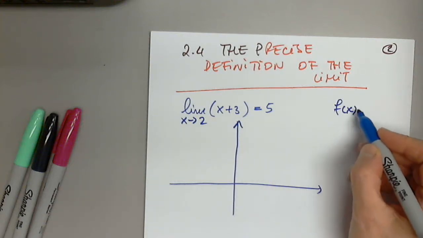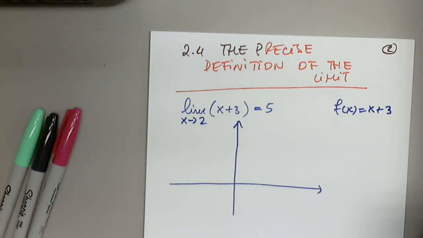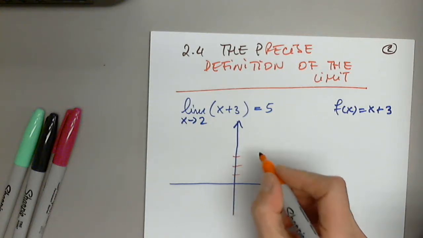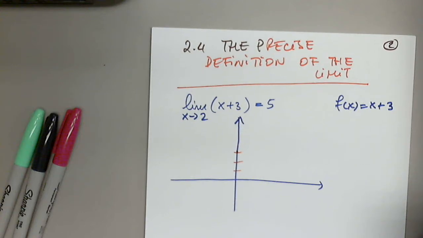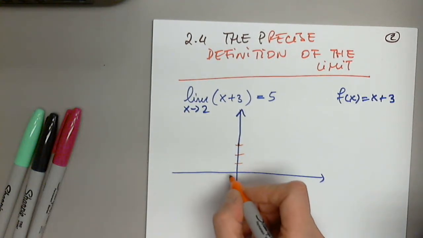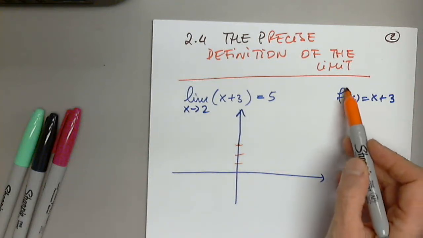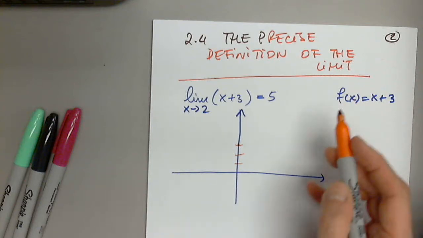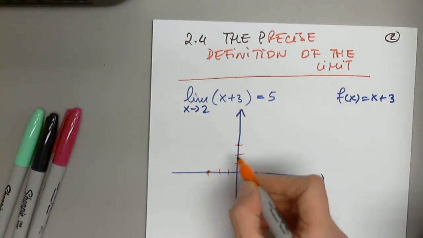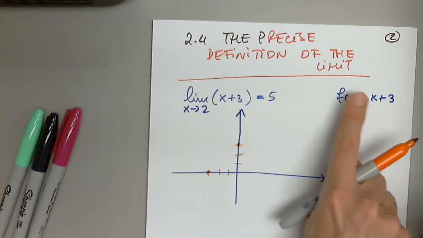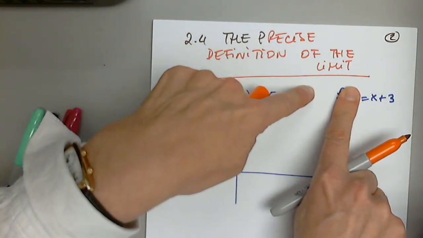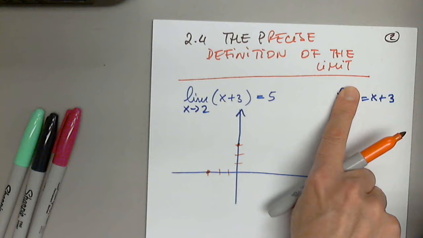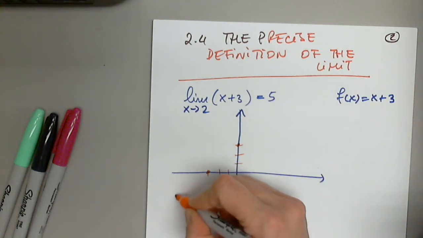So the function is x plus 3. When x is 0, y is 3. And when y is 0, x is negative 3. Is that clear? When x is 0, y is 3. When this is 0, I have to move 3 to the other side, and I get x equals negative 3. Agreed? Okay, so here's the graph.